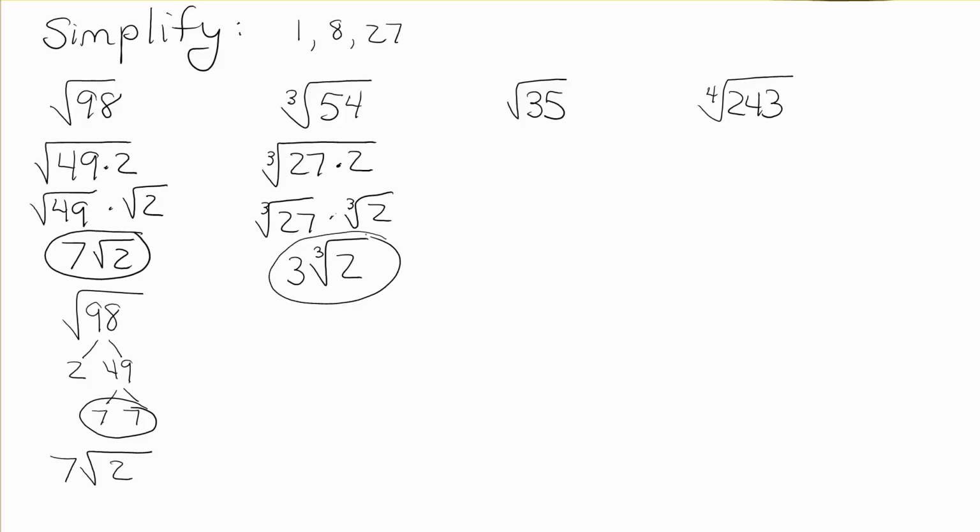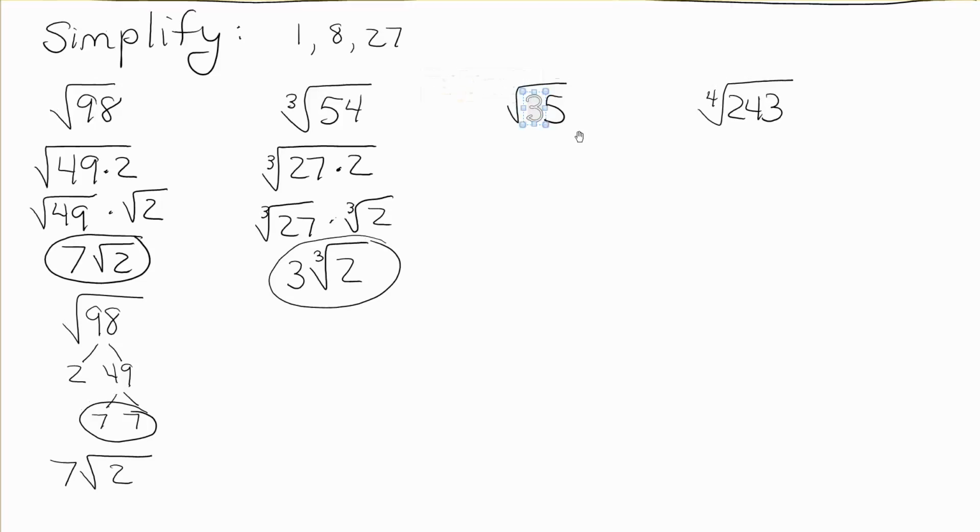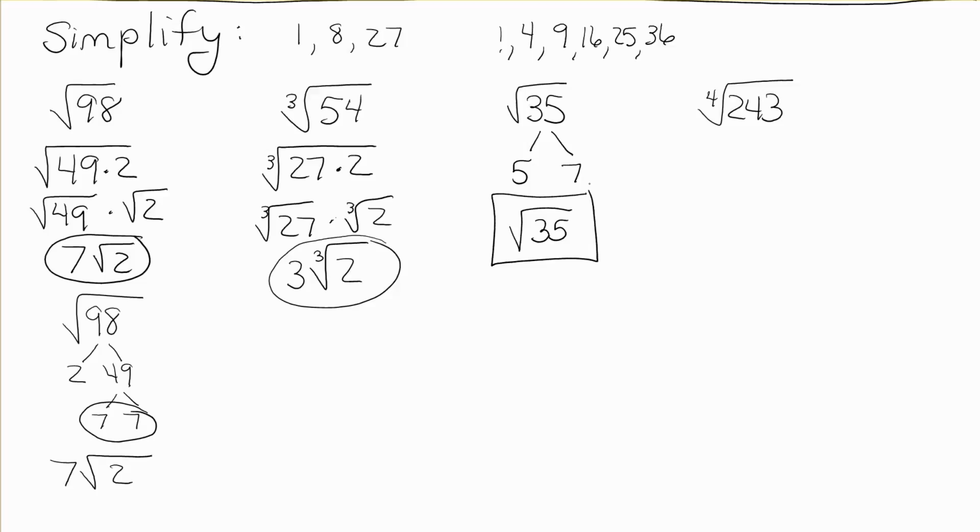Again, you could go ahead and factor 54 and find perfect groups of 3 if you need to do it that way. Okay, so now let's take a look at 35. And let's take a look at some of those perfect squares. We know perfect squares are 1, 4, 9, 16, 25, 36, and none of those go into 35. So my guess is that 35 does not reduce. If I factor 35, I get 5 and 7 as the prime factors. I don't have any groups of 2, so the square root of 35 is already simplified.